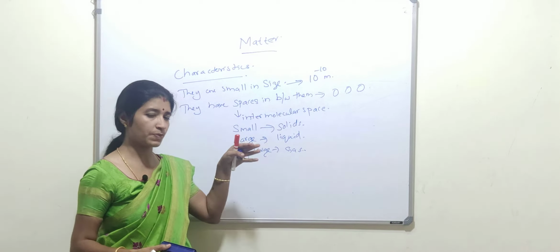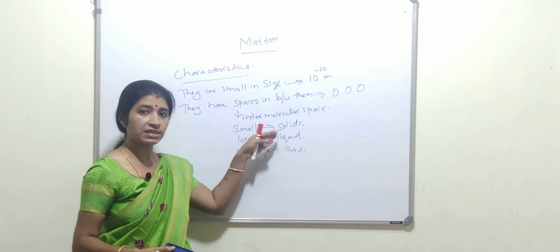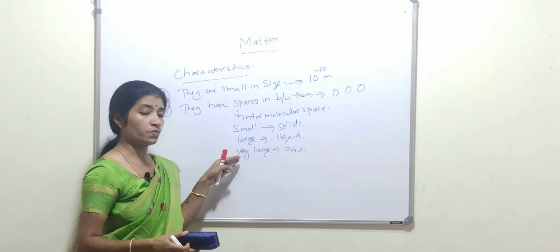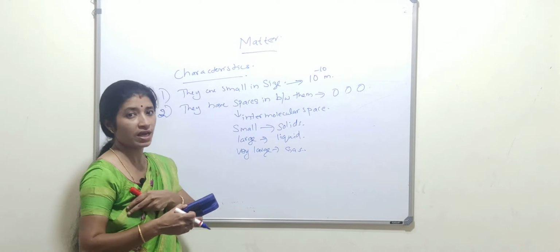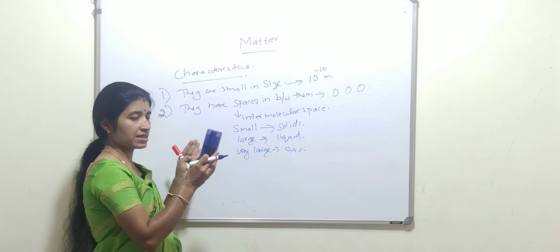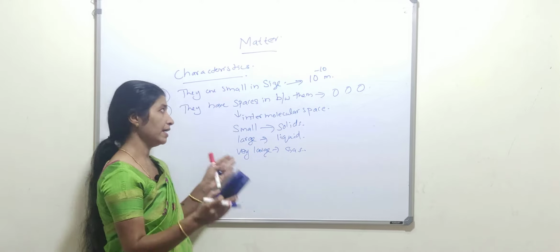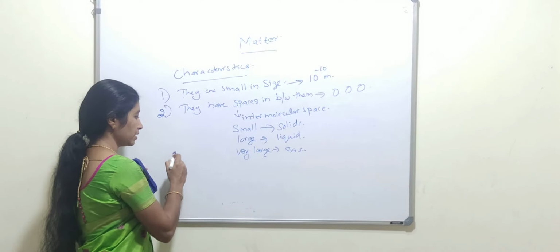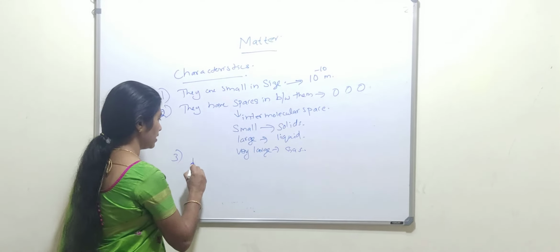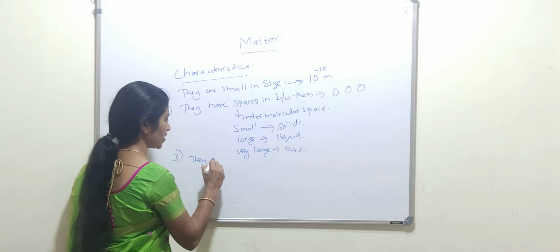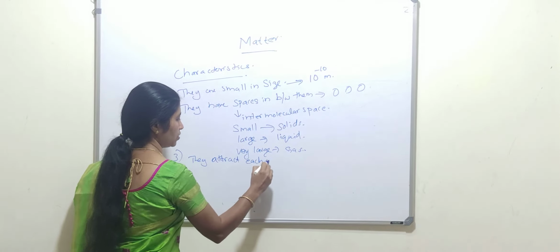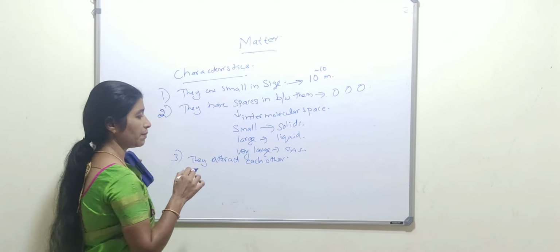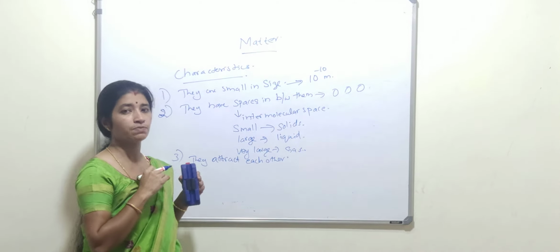In liquids, the space is very large compared to solids, and it is very large in the case of a gaseous substance. The separation, or the spaces between the molecules, is very large. And the third characteristic is that they attract each other. That is, the molecules have a force of attraction between them.